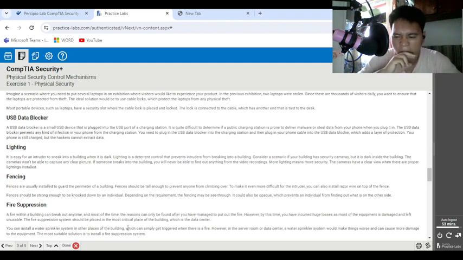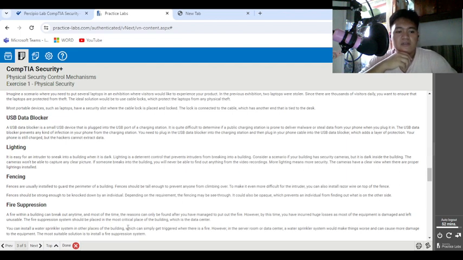USB data blocker is a device that is plugged into a USB port. At a charging station, it is quite difficult to determine if public charging is going to deliver malware or steal data from your phone when you plug in. The blocker prevents any kind of infection to your phone from the charging station. To use it, plug the USB data blocker into the charging station, then plug the phone cable into the USB data blocker.